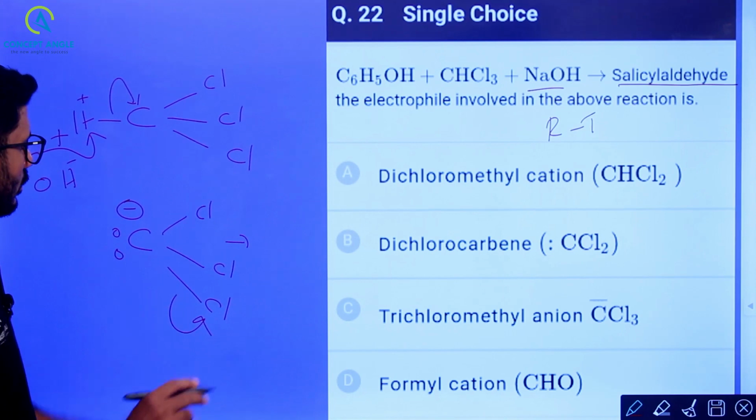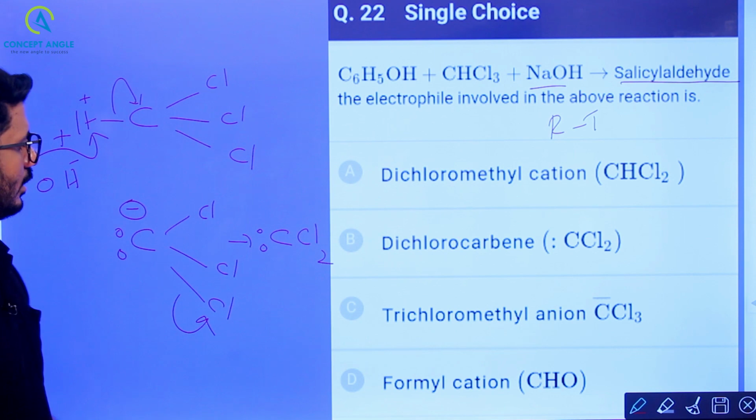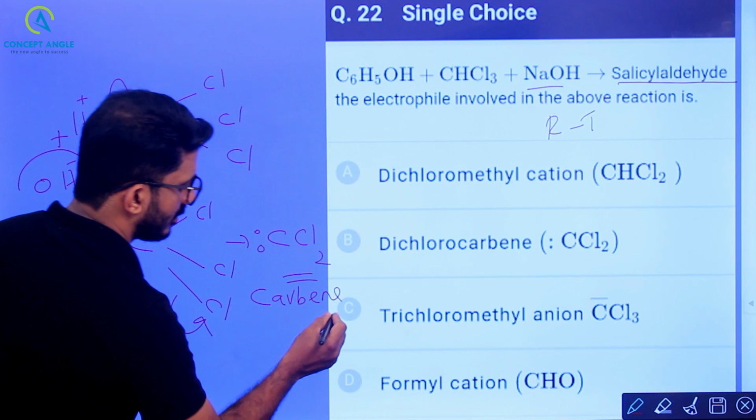So that is CCl2, but there are no lone pairs and no negative charge, because this is eliminated, that will produce a positive. Positive plus negative is zero. So this is called a carbene intermediate. Carbene, this is dichlorocarbene intermediate.